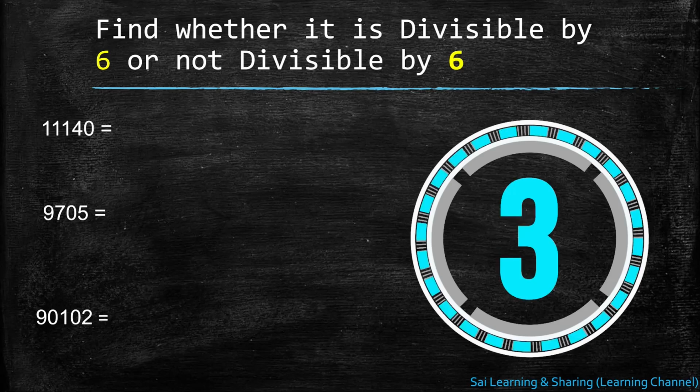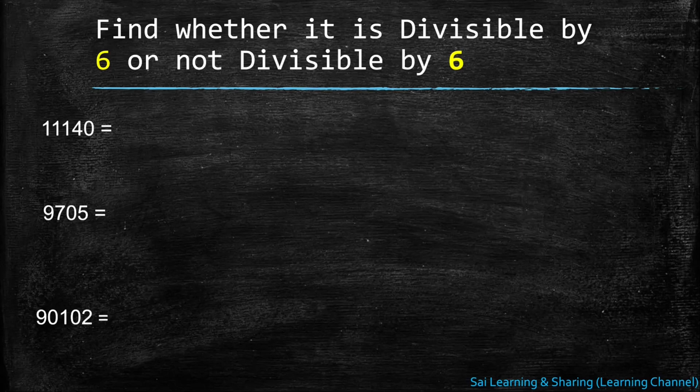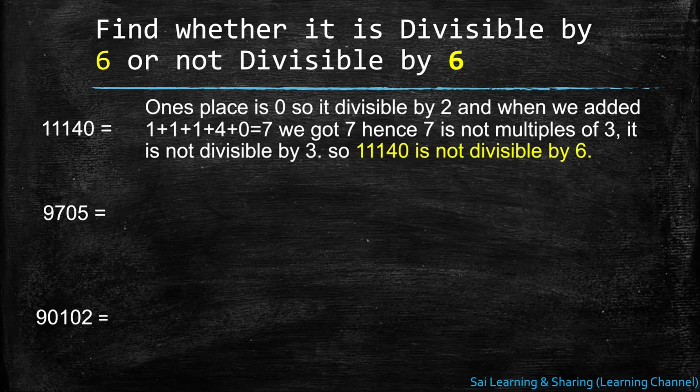Now let's move on to the answers. First question, 11,140. In the ones place it is written 0 and hence 0 is an even number. It is divisible by 2. And when we add the digits, we get 7. And hence 7 is not a multiple of 3. It is not divisible by 3. So 11,140 is divisible by 2 but not divisible by 3. So 11,140 is not divisible by 6. I hope we finished the first one. Now let's move on to the second one.